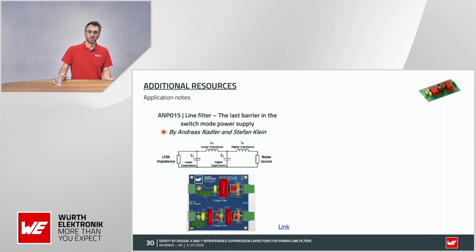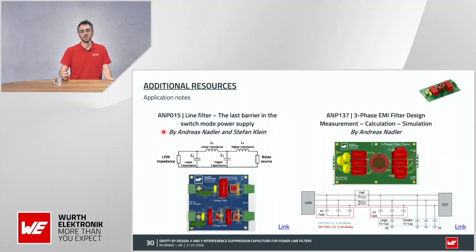Now, there are also some relevant application notes. I have mentioned this application note before, ANP015 from my colleague Andreas Nadla. He explains how to design a single phase line filter, giving one example of specific requirements. He also calculates the common mode choke, the X capacitance, the Y capacitance, the varistor, the bleeding resistor, everything that is needed in the filter. The same is now done in a more recent application note for a 3-phase filter. You can also click on these links when you have the PDF.